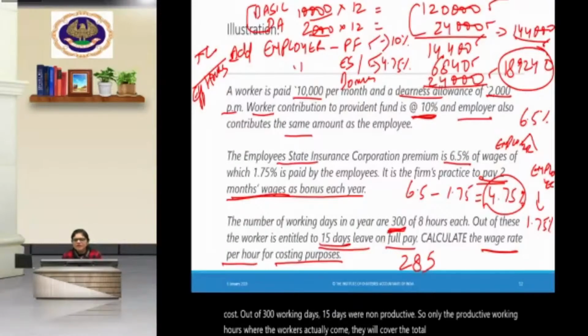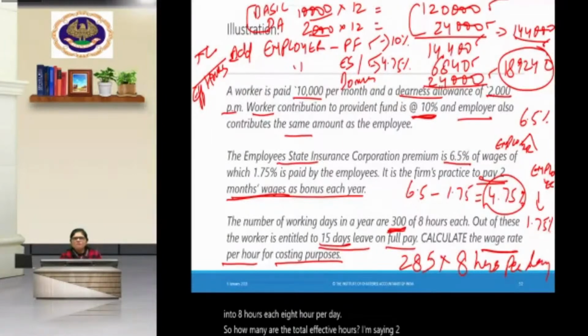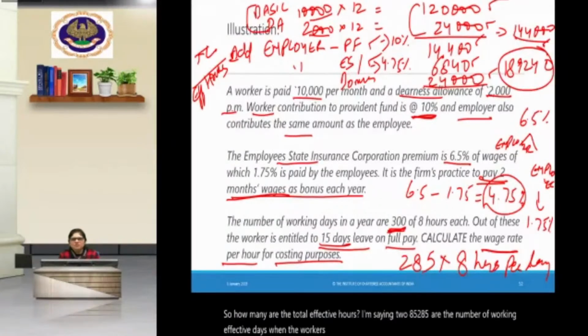So effective are 285 days into 8 hours each, 8 hours per day. So how many are the total effective hours? I'm saying 285 are the number of effective working days when the workers come to the organization, excluding the holidays, into 8 hours per day. So 285 into 8 hours, 2,280. The total effective hours are 2,280.